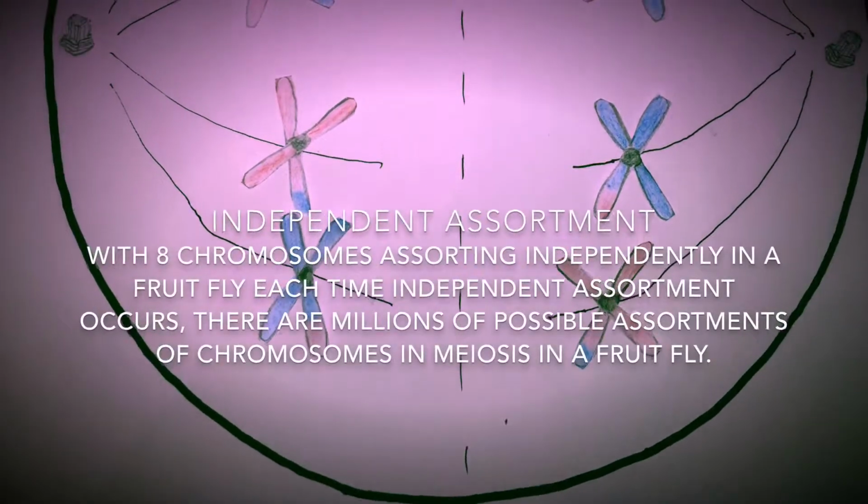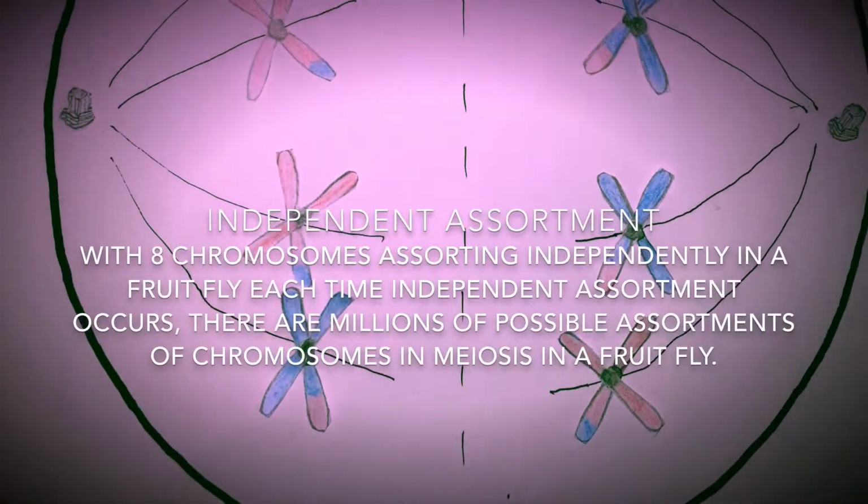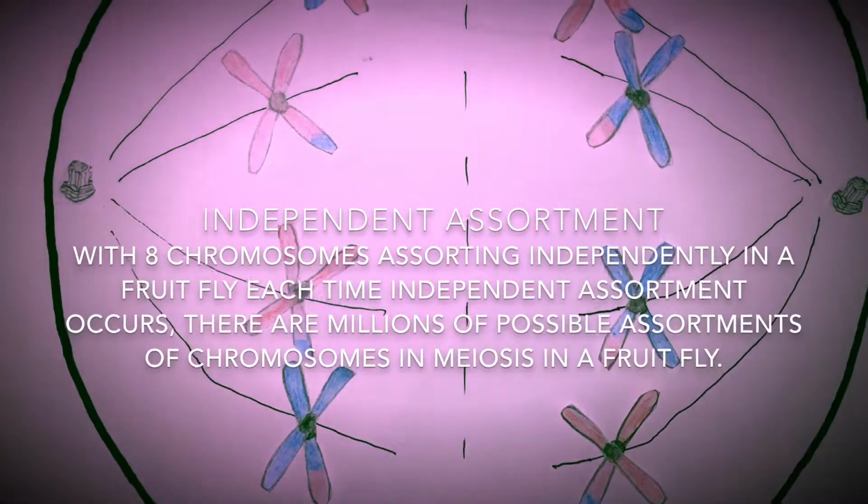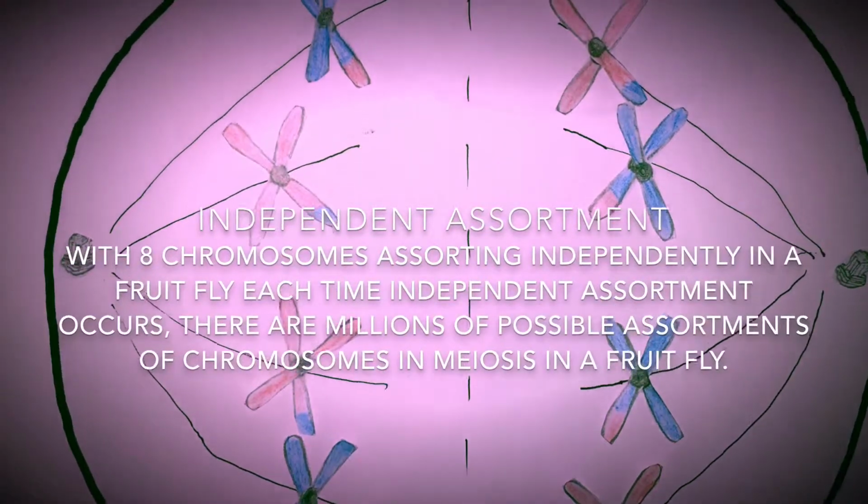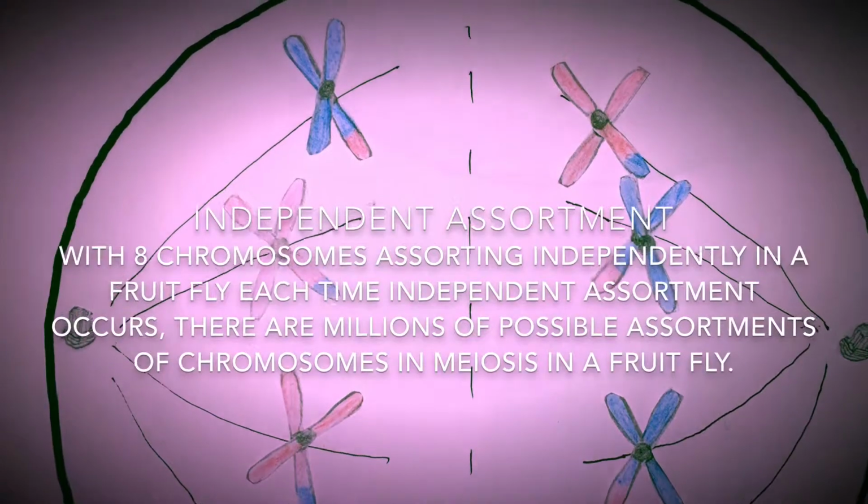Independent assortment. With 8 chromosomes assorting independently in a fruit fly, each time independent assortment occurs, there are millions of possible assortments of chromosomes in meiosis in a fruit fly.